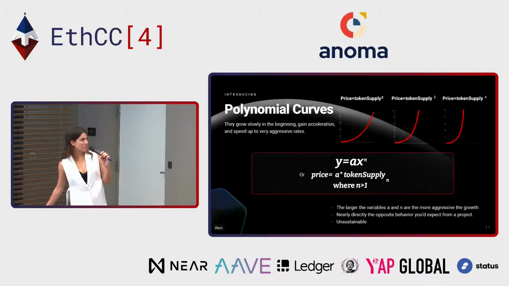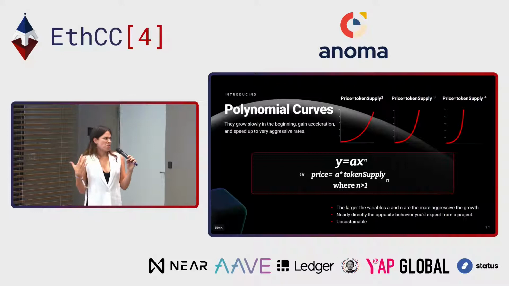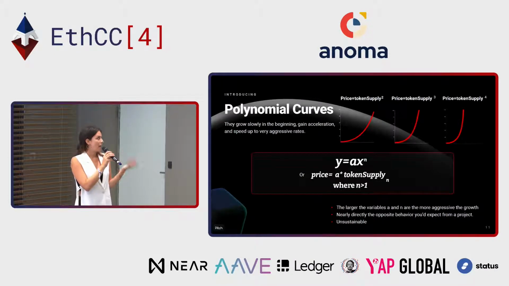Moving on to polynomials, the one we get requested quite a bit, a lot of times by people very new to the space. I think they just want to launch something that goes up very quickly, but for many reasons it doesn't make sense. So basically in a polynomial curve, the growth starts very slowly in the beginning, and it gains acceleration and speeds up to very aggressive rates.